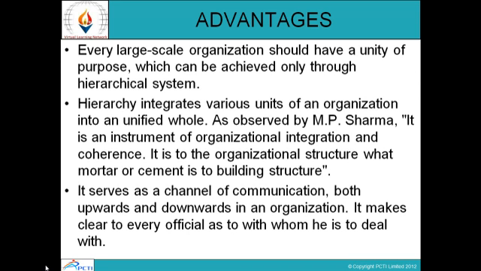In other words, it serves as a channel of communication both upward and downward. They are considered upward and downward communication, and both perform in a clear way. So that is another example where we come to know how the flow of communication works, how to communicate information both upwards and downwards.